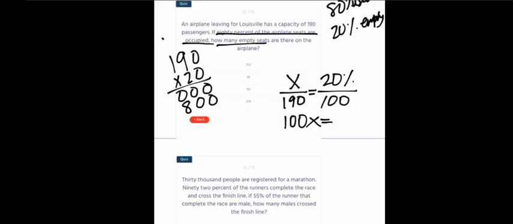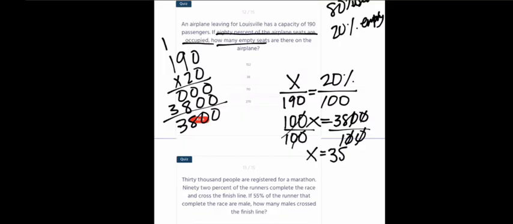Now I'm going to cross multiply. 100 times x is 100x. 190 times 20, let's do it over here. 0, 0, 0, placeholder 0. 2 times 0, 0. 2 times 9 is 18. Carry the 1. 2 times 1 is 2, plus 1 is 3. So we have 3,800. Divided by 100. Divided by 100. This cancels out. X equals 38 empty seats. Alright, I hope you got that. Take your time. When you're ready, let's move on to the next one.